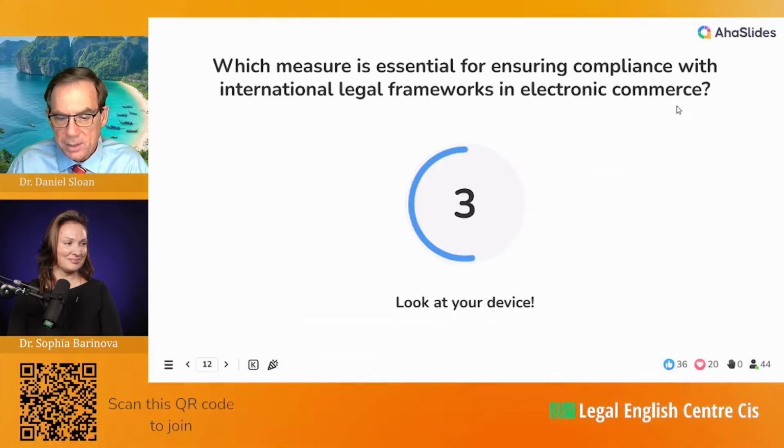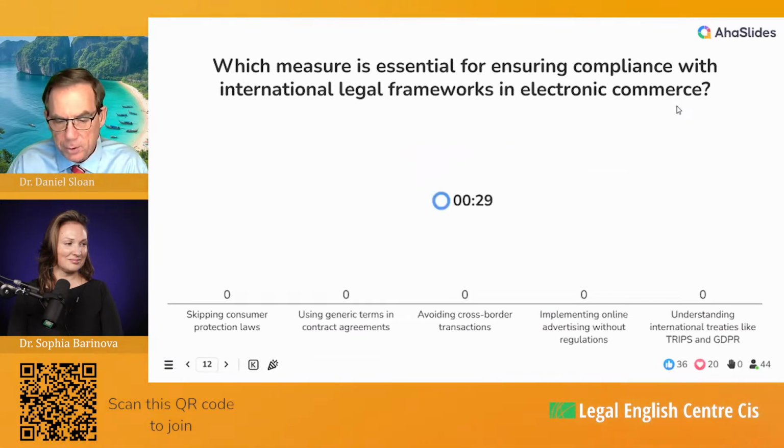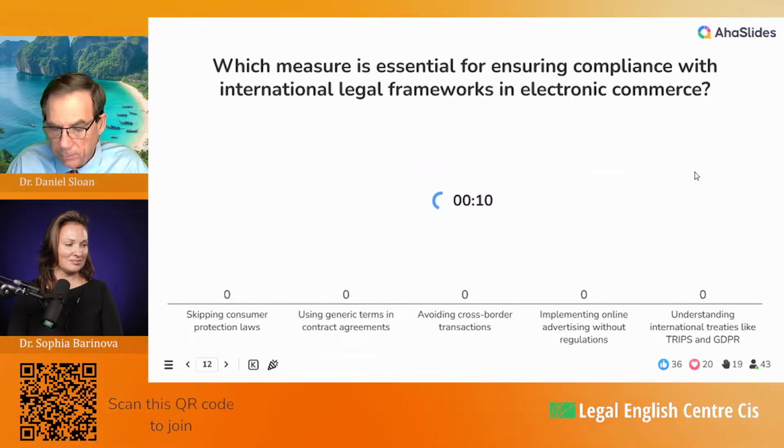Which measure is essential for ensuring compliance with international legal frameworks in electronic commerce? Is it skipping consumer protection laws? Using generic terms in contract agreements? Avoiding cross-border transactions? Implementing online advertising without regulations? Or understanding international treaties like TRIPS and GDPR?